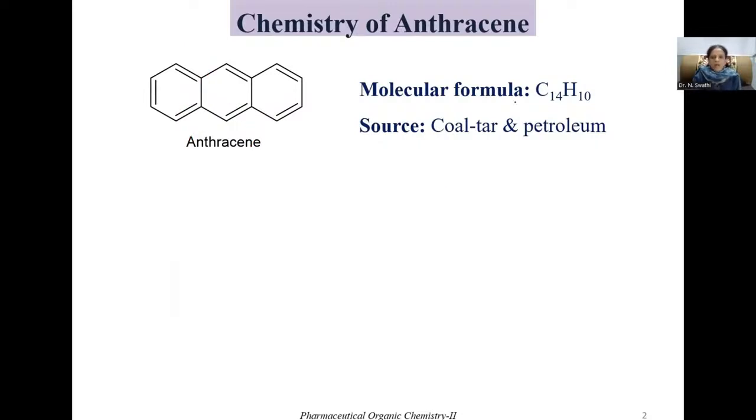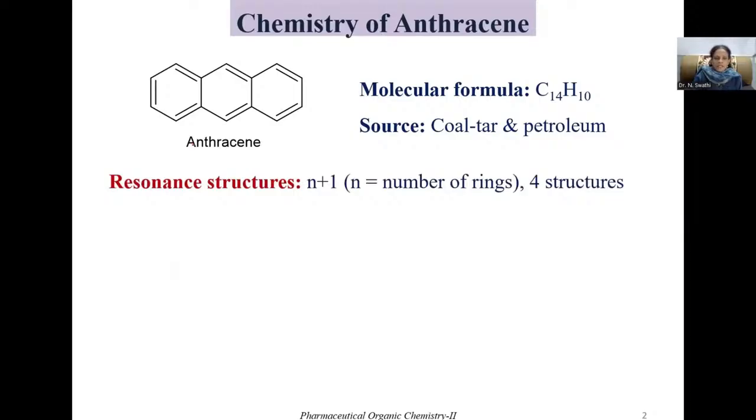The molecular formula of anthracene is C14H10. And like naphthalene, it is obtained from coal tar and petroleum. It can also be synthesized by various other methods, which I will discuss under synthesis of anthracene. Because anthracene consists of three aromatic benzenoid ring systems, resonance phenomena is exhibited by this molecule.